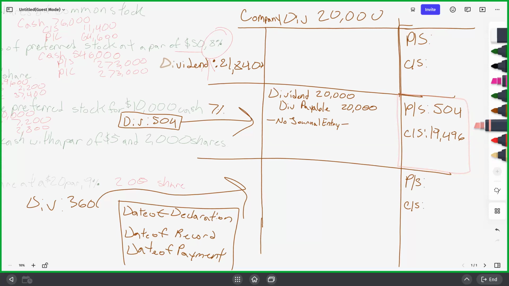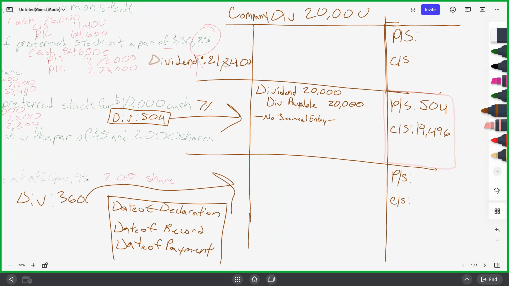All right. Now, what's going to be the journal entry for the date of payment? Dividends payable debited, and cash credited. All right. How much? 20,000. Doesn't change. All right, I'm going to give you guys a minute to look at 1 and 3, see if you can do that one on your own, and then we'll run through it.